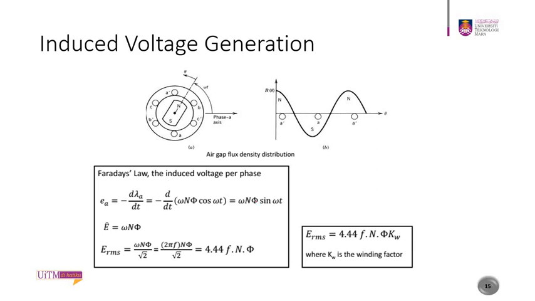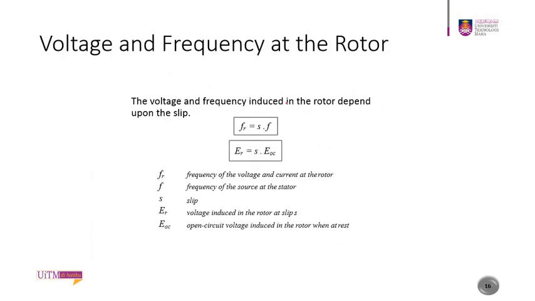Okay, and also this will be the induced voltage at the rotor. Okay, and also you can use this calculation. So this is for a three-phase motor. So the voltage and frequency induced in the rotor depends upon the slip. Okay, slip, of course.